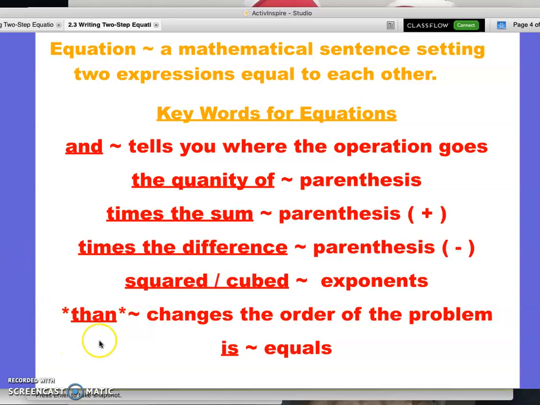And then the word "than." This is important, and kids just ignored me last period, and you still need to know it. So they got to their homework, and they were doing it all wrong. The word "than" will change the order. So I will again go through that in a second.